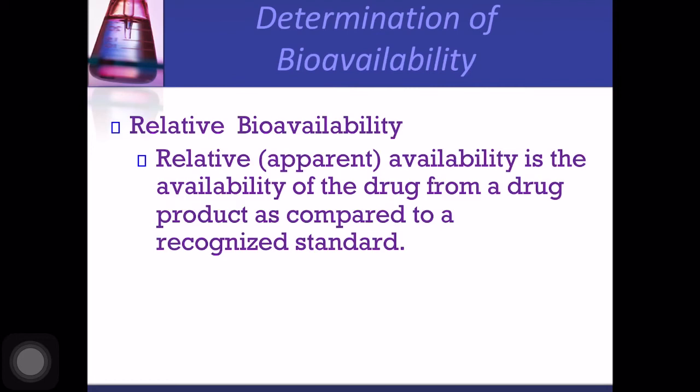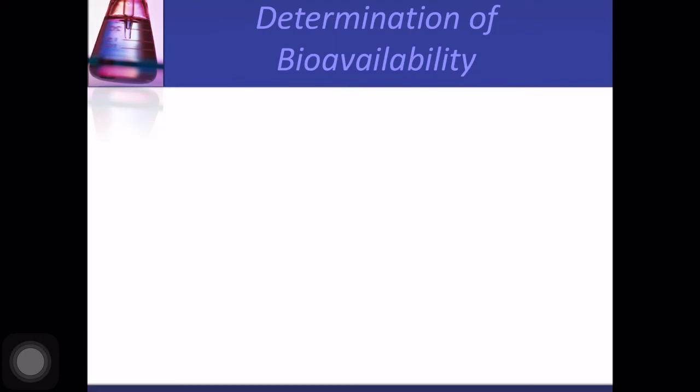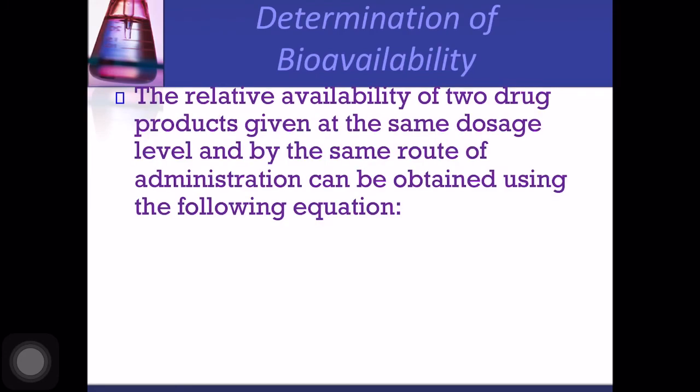So, the availability of the drug from a drug product as compared to a recognized standard. Iko-compare mo yung AUC ng drug na ito dun sa AUC ng standard na drug. Okay? So, you call it relative or apparent availability. That has a formula class. In the future, I will be showing you how to compute pag napupunta na tayo sa mathematical calculations. The relative bioavailability of two drug products given at the same dosage level and by the same route of administration can be obtained using the following equation.